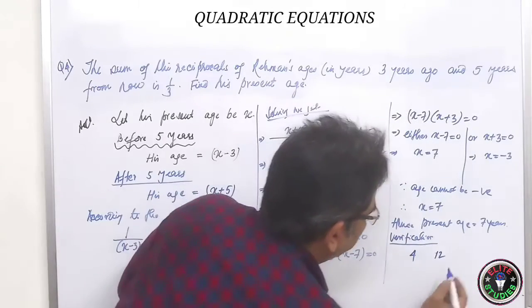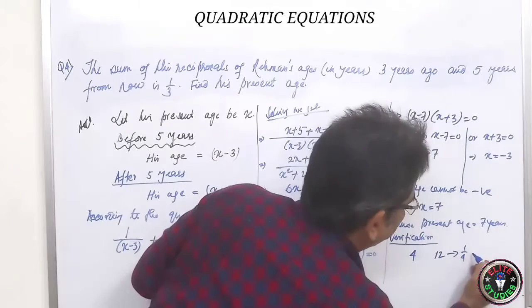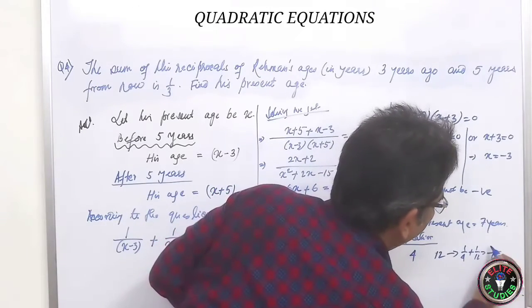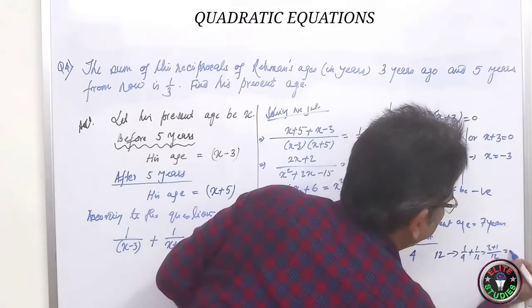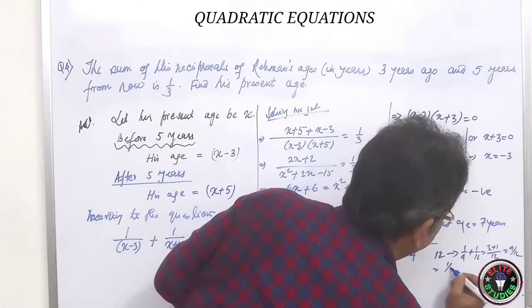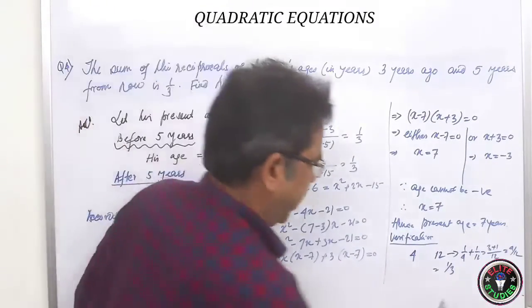Now you take the reciprocal. It will be 1 by 4 and 1 by 12, and if you add it, LCM will be 12. 4 3 is a 12, so it is 4 by 12, which is equal to 1 by 3. You got it, 1 by 3. So our answer is correct.